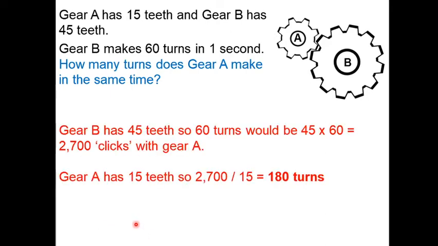Okay, so gear B has 45 teeth, and if it's going to turn 60 times, then the number of clicks would be 45 teeth times the 60 turns, which gives you 2,700 clicks in with gear A. Gear A has 15 teeth, so if we do the 2,700 total clicks divided by the number of teeth, that gives us 180 turns. So 180 turns compared with the 60 turns that gear B makes. Gear B is bigger, and that means it's going to make fewer turns in the same amount of time.